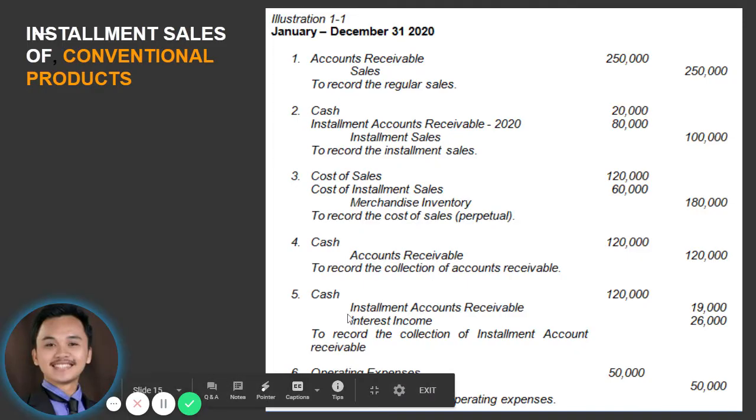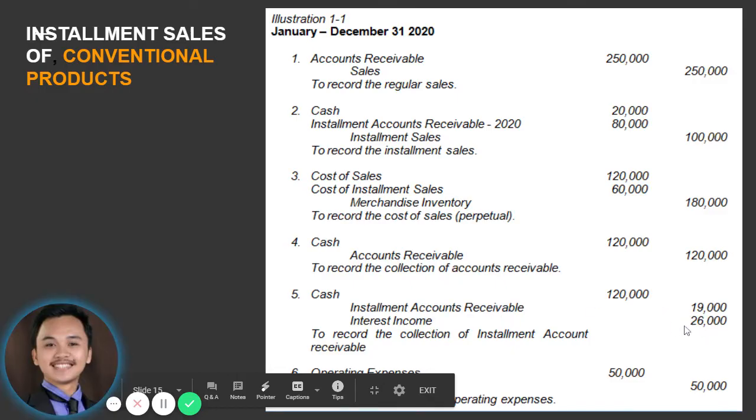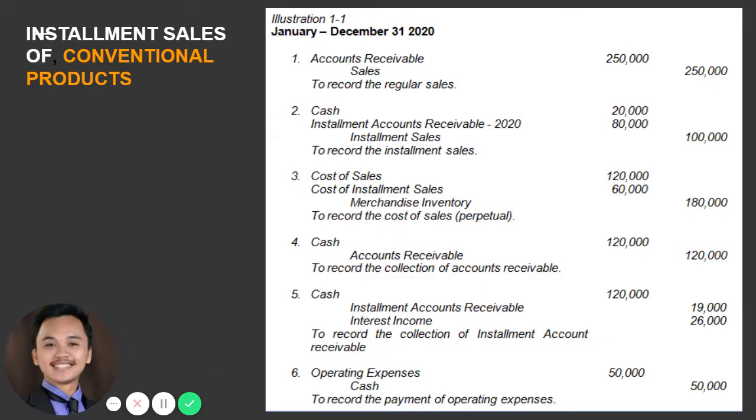And then also to recognize the collection on our installment account, take note that we have received a total of 45,000. By the way, this is not 120 but this is 45. We have a total cash collection of 45,000. But again, only 19,000 will be applied to our installment accounts receivable 2020 and the 26,000 will be recorded as interest income. And lastly, guys, the operating expenses. So debit to operating expenses for 50,000, credit to cash. So those are our entries from January to December 31, 2020.